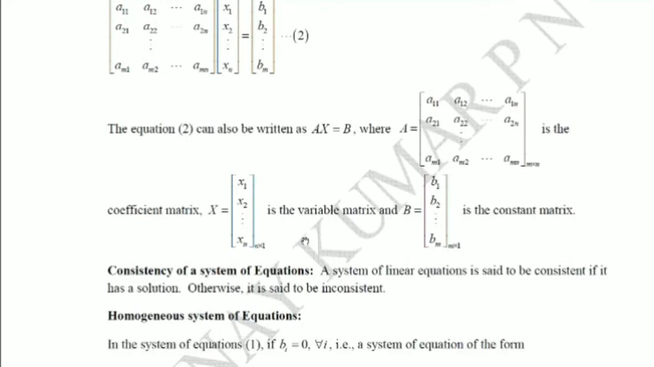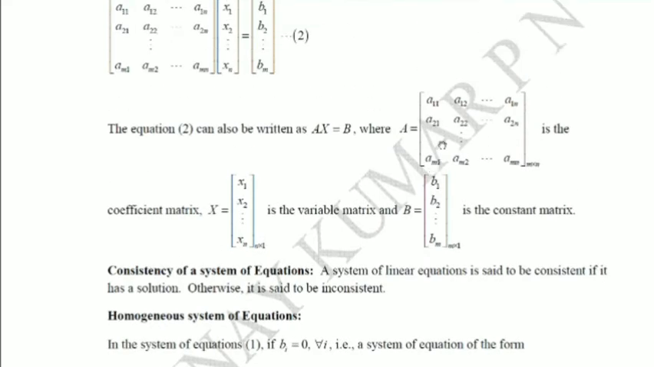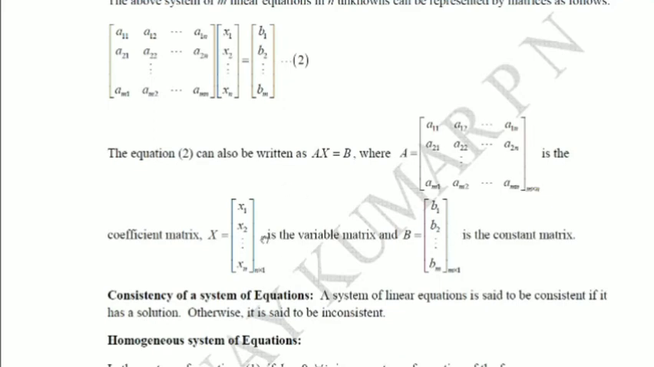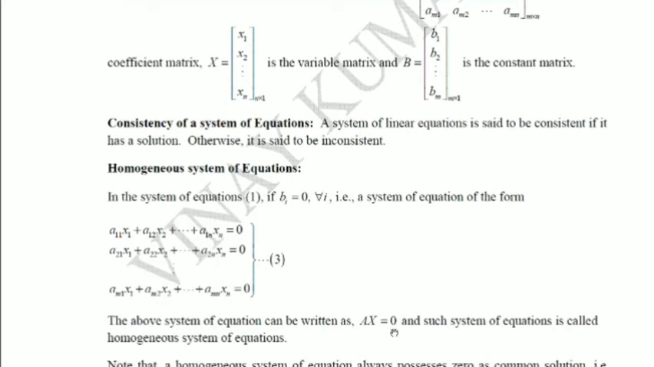Then such a system is called a homogeneous system of equations. That is, you make all the constants 0. Then a linear system of this form is called a homogeneous system of equations. If you write this in matrix form, remember A will be the coefficient matrix, which will be the same, and your variable matrix will also come, only the constant matrix becomes the 0 matrix. So that's why it takes the form Ax equal to 0.